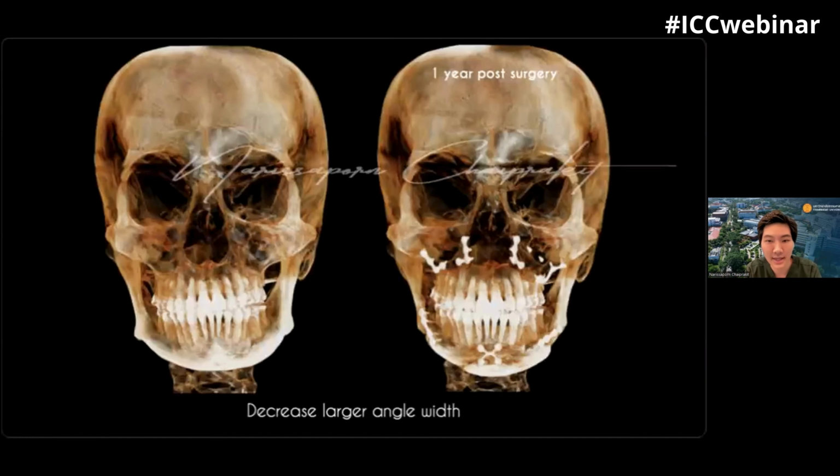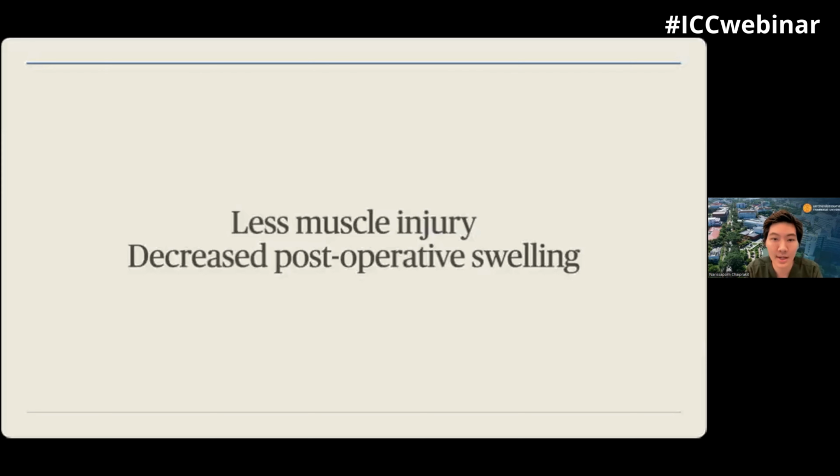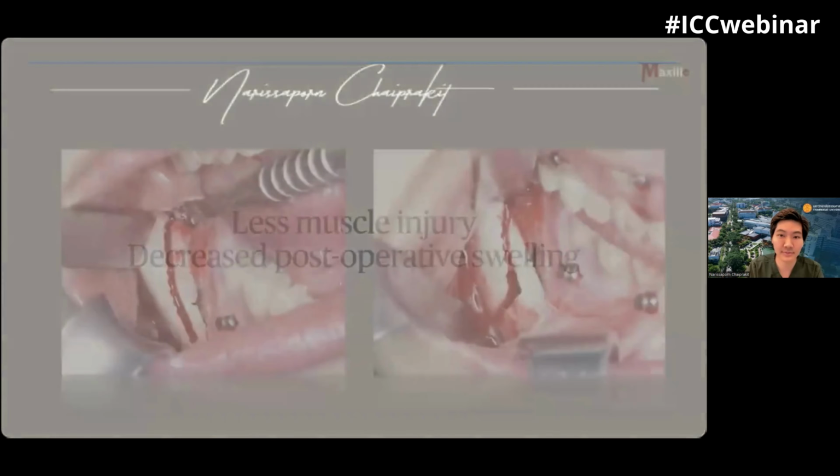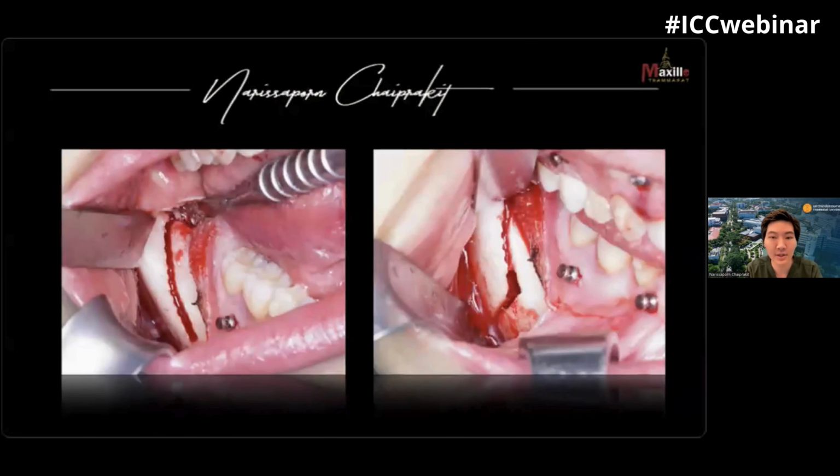And this is another case of facial asymmetry that can keep the angle width, which is considered a very important concern in female patients. And after 1 year, the stability is still in an acceptable range. Another advantage is less muscle injury. Since the osteotomy line is lower than conventional, the incision can be modified and preserve the temporalis tendon. The patient can resume function early.